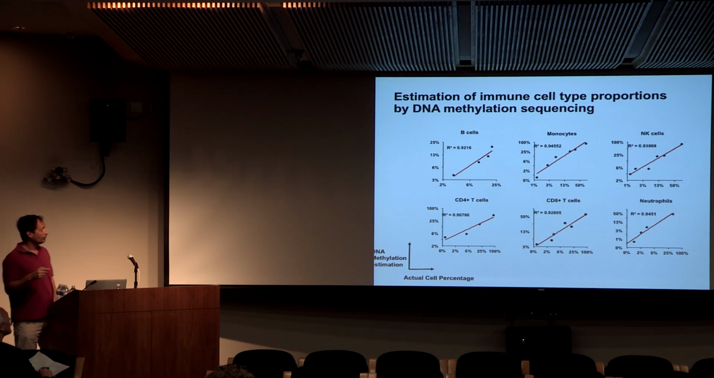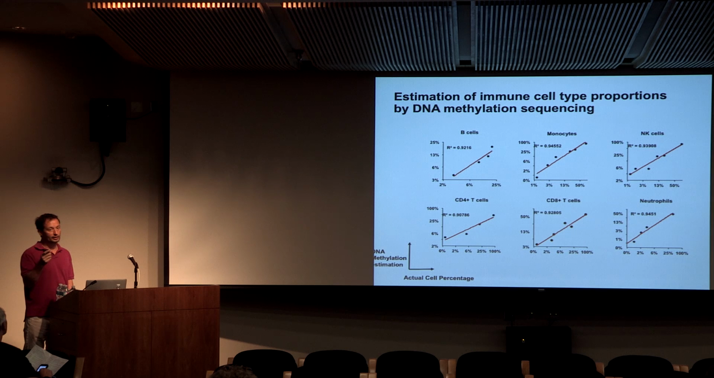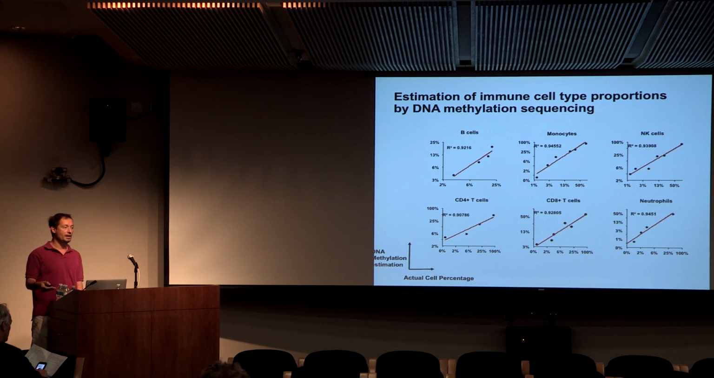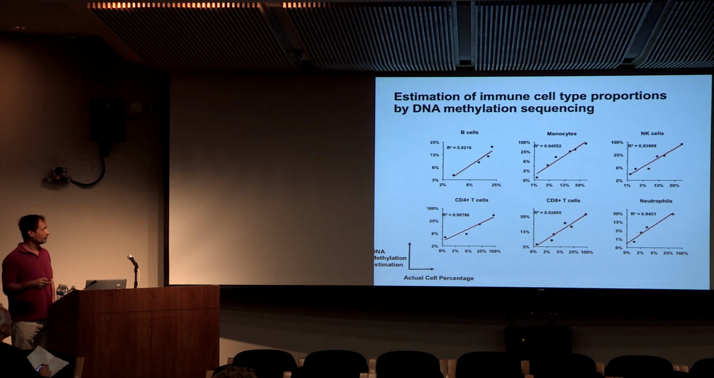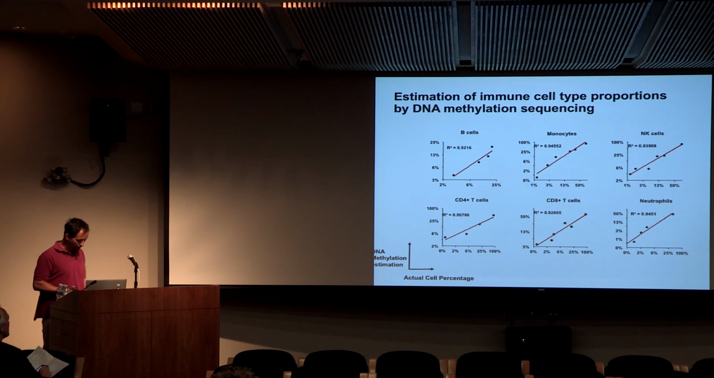So what we find is that DNA methylation is far more accurate, in fact, than using gene expression for this type of deconvolution, in part because you can identify these cell type specific sites, and in part because, unlike gene expression where the signal comes from the change in abundance, here the signal just comes from the change in methylation, so each cell is only contributing the same amount to the signal. And so it's an inherently simpler problem.